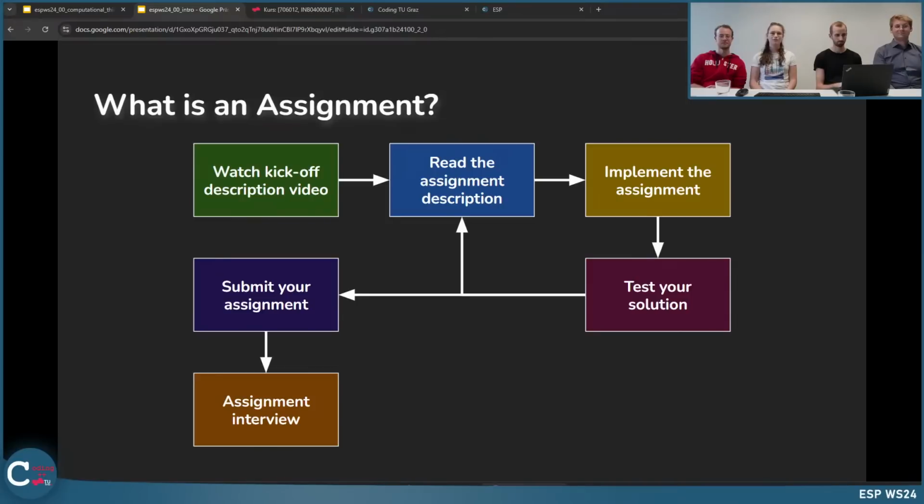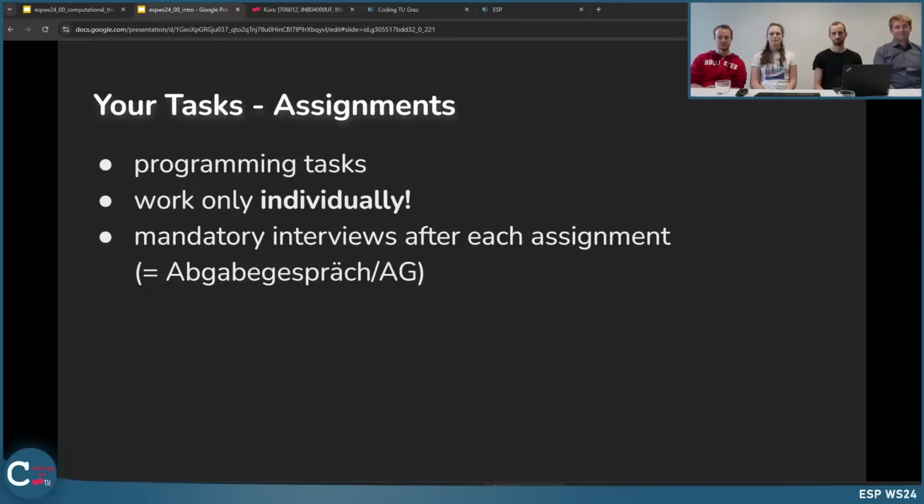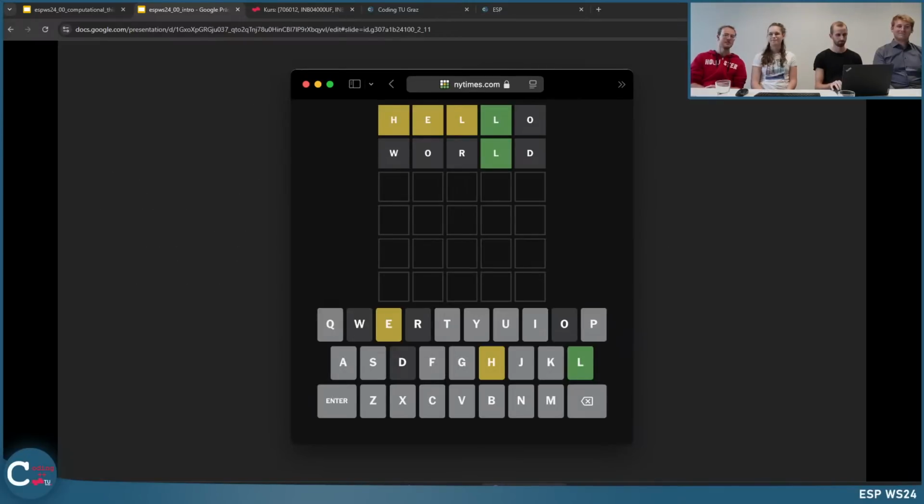And then afterward, and that's very important, you have to register and attend an assignment interview where you talk with a tutor about the code you wrote. You have to attend this, because otherwise you won't get any points for the assignment. So the assignment interview is very important. Okay, so to sum up, the assignments are a programming task. You have to work on those individually, and then there are mandatory interviews after each assignment.